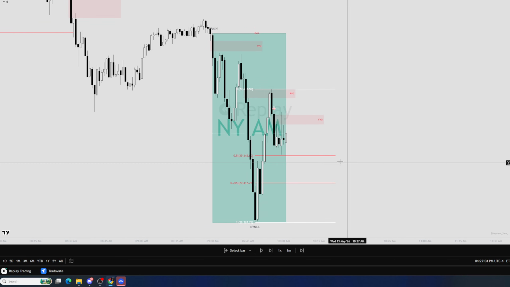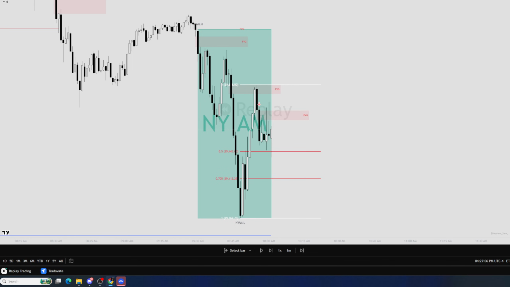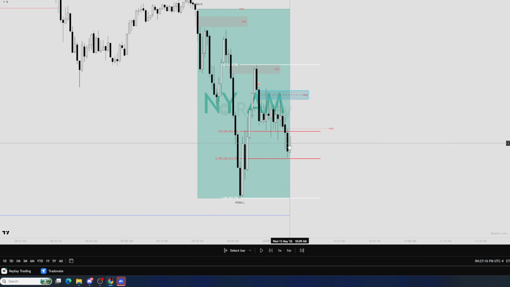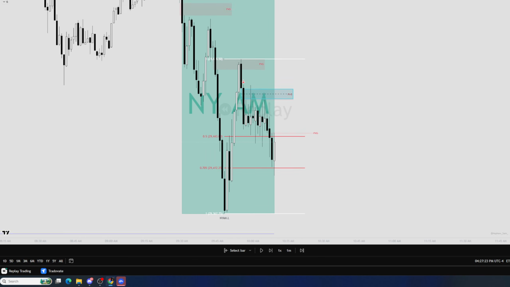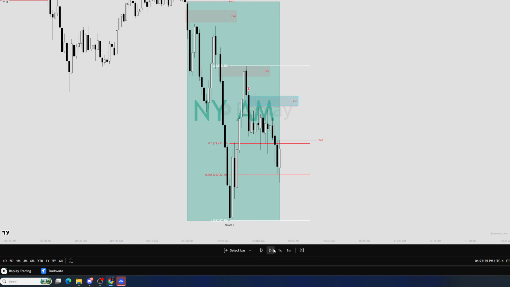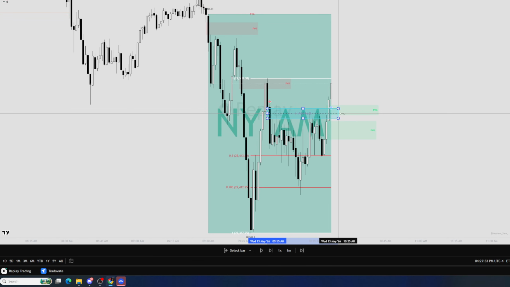So price respects this level to 0.5. Now I want price to inverse this fair value gap. Respect this level a lot. So if price does not respect this level, we also have this level right here, the 0.705. We have this small fair value gap right here. I would not enter off that. I'm gonna enter off the inverse fair value gap, which I get. So now this is my inverse.